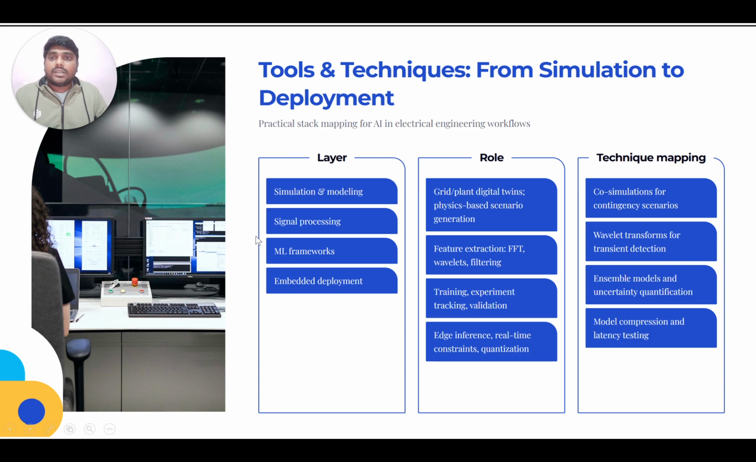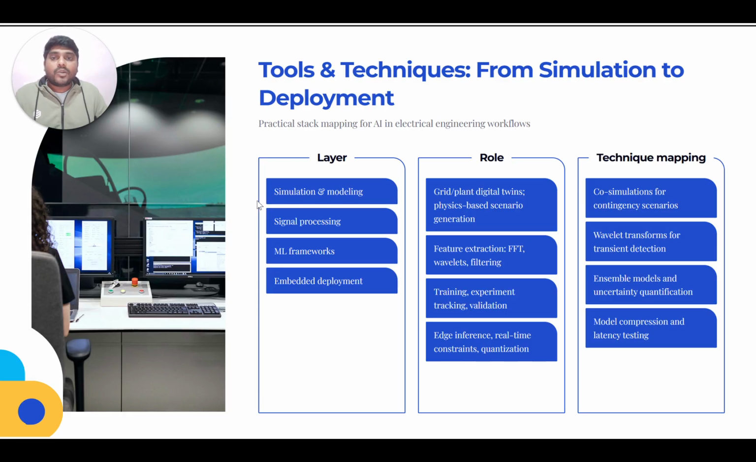Next, tools and techniques from simulation to deployment. The workflow relies on a practical stack of tools and techniques. We can map them across four layers. Layer one, simulation and modeling. The role here is to build grid or plant digital twins and generate physics-based scenario data. The technique we use is co-simulation for contingency scenarios.